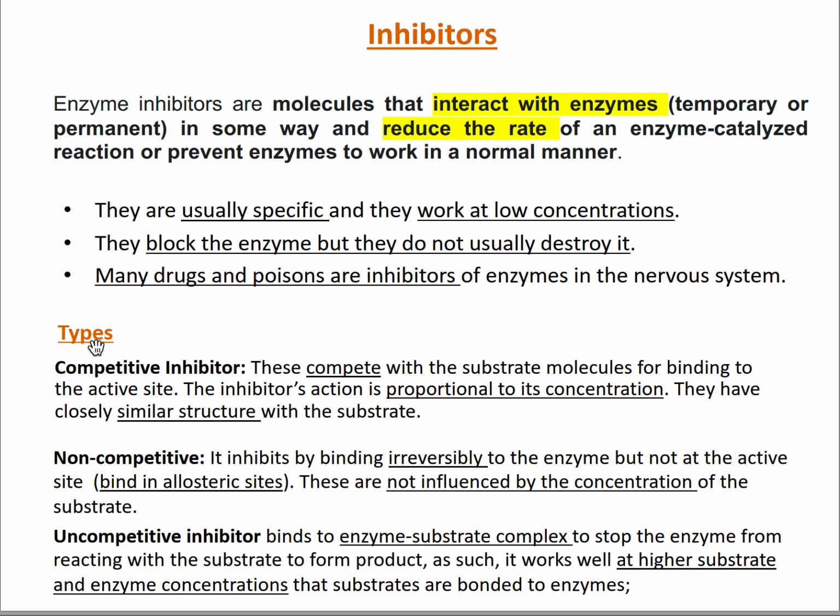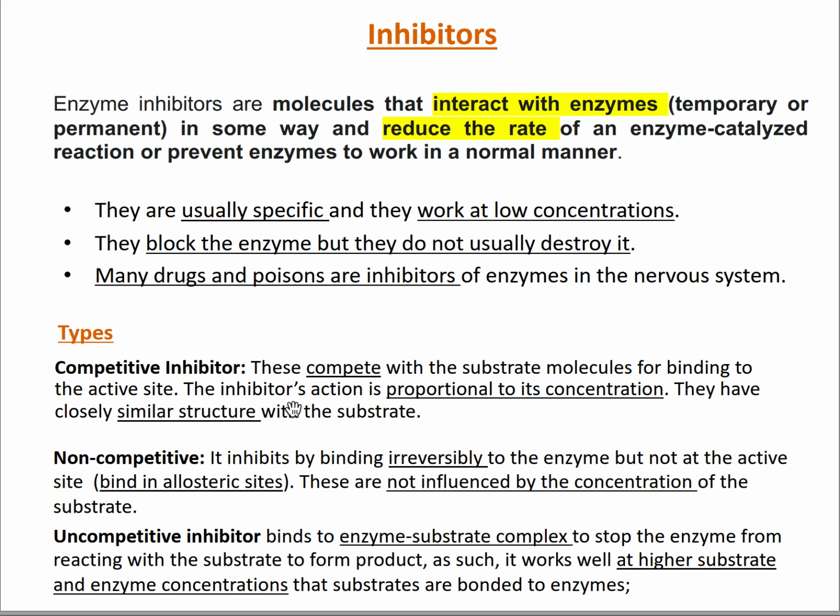So what are the types of inhibitors? There are three types: competitive inhibitors, non-competitive inhibitors, and uncompetitive inhibitors. Competitive inhibitors compete with the substrate molecules to bind with the active site, so they are called competitive inhibitors. The inhibitor's action is proportional to its concentration. They have a structure closely similar to the structure of the substrate.